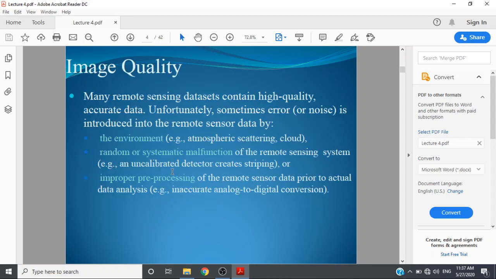Image quality. Many remote sensing datasets contain high quality, accurate data. Unfortunately, sometimes errors or noise is introduced into the remote sensor data due to the environment, atmospheric scattering or clouds, random or systematic malfunction of the remote sensing system, or the improper preprocessing of remote sensor data prior to actual data analysis.